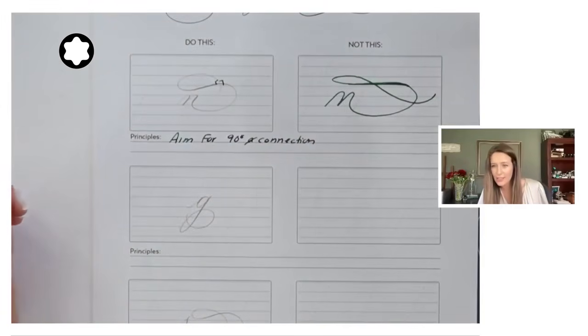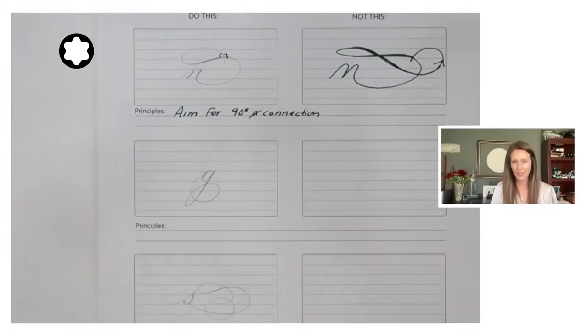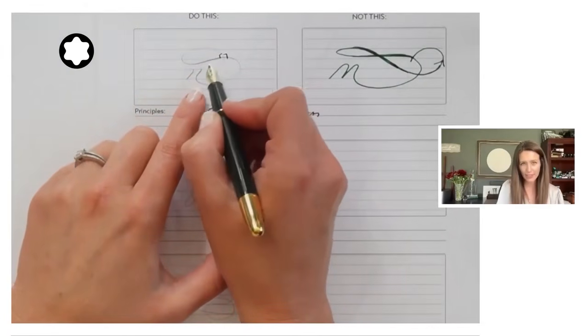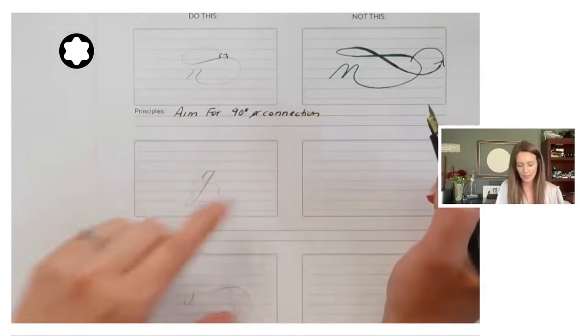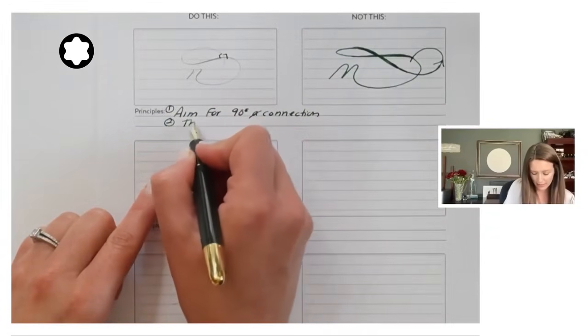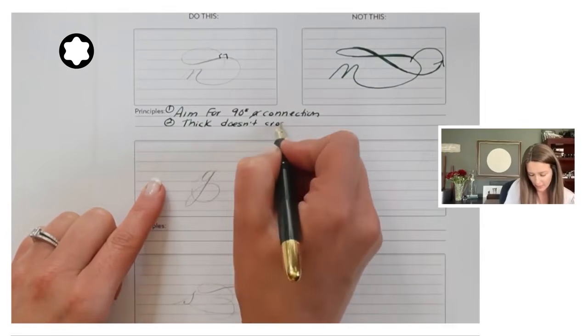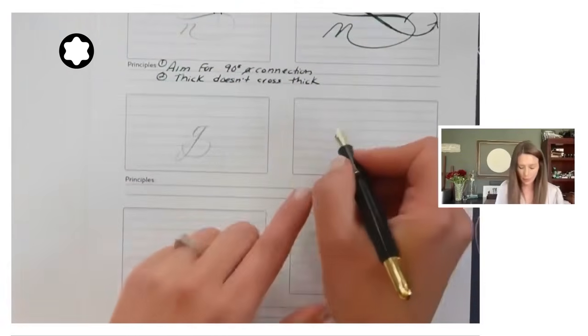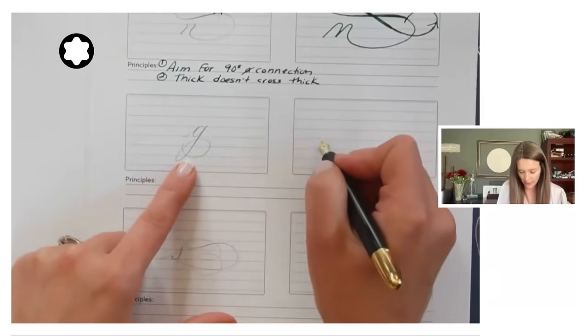Mauricia is saying correct. You don't want to have two thick lines cross one another. If you see an example here, I've got this thin line crossing the thick line. Here we've got two thick lines crossing. So principle number 2 is that thick doesn't cross thick. Okay. Now on to our next example. What not to do. We've got this option here.